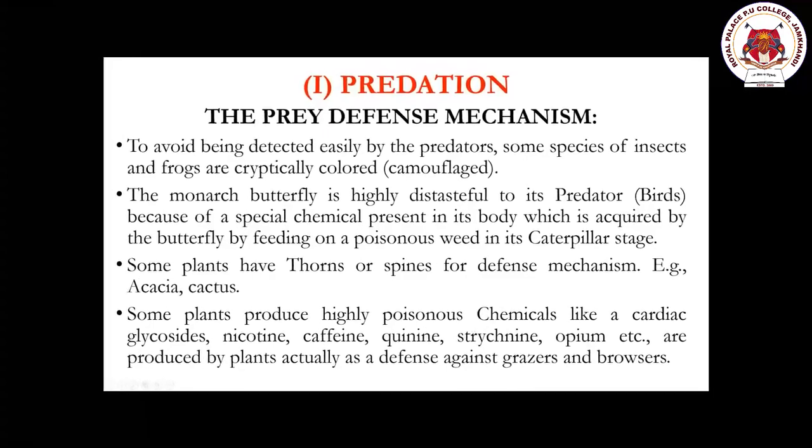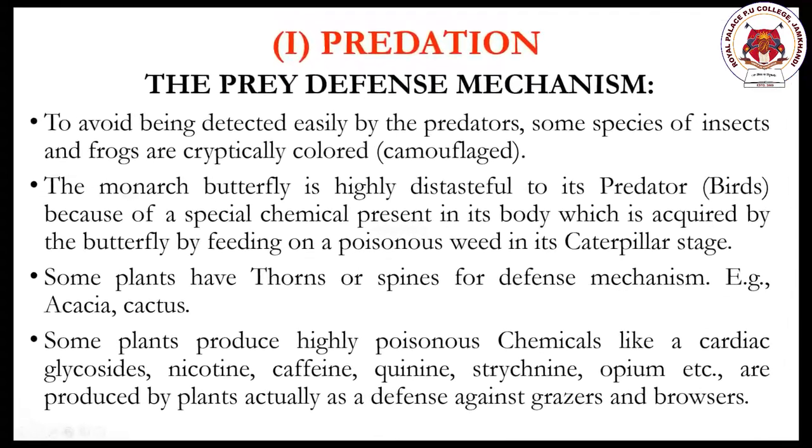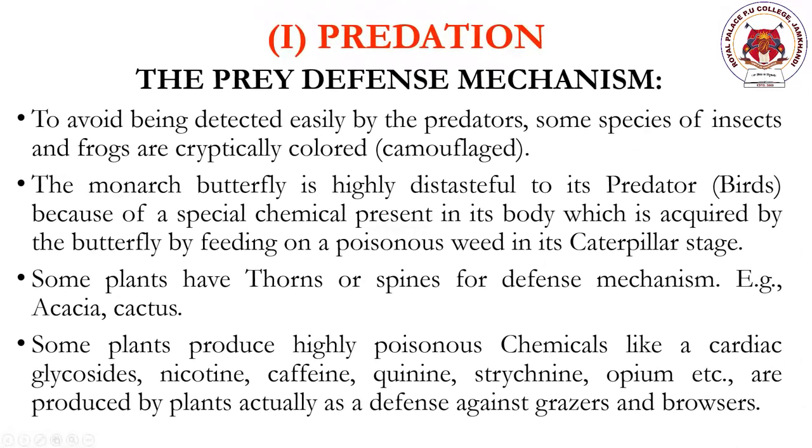Now, we'll take another example. Some plants produce highly poisonous chemicals like glycosides, nicotine, caffeine, quinine, strychnine, opium, etc., and these are produced by the plants as a defense against grazers and browsers.